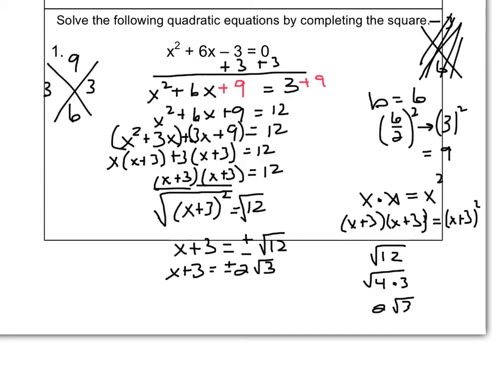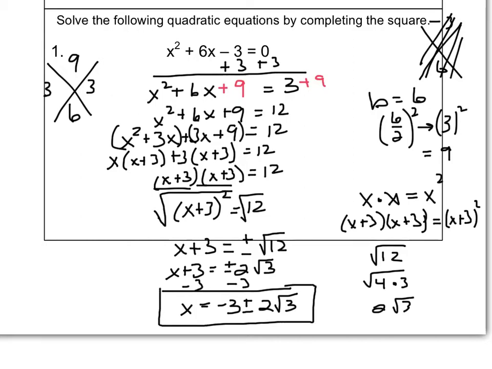Okay? Now that I've broken down the square root, how do I get x by itself? I'm going to subtract 3. So if I subtract 3 here, subtract 3 here, and these are not like terms. The negative 3 and the positive 2 square root of 3, those are not like terms, so x is going to equal negative 3 plus or minus 2 times the square root of 3. And now you're done. You solve for x, and again, you still have two answers. You would have negative 3 plus 2 times the square root of 3, and negative 3 minus 2 times the square root of 3. Okay?